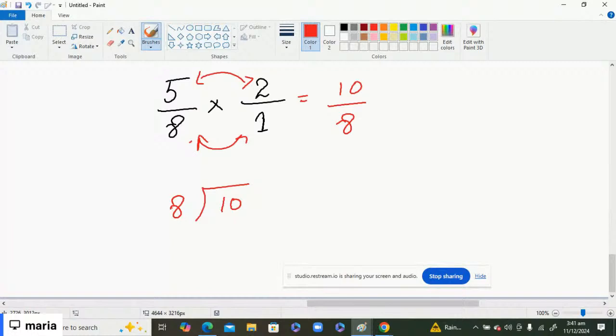8 times 1 is 8 because it's not a bigger number. So we're going to divide 8 over the 1. So 8 times 1 is 8. How much is left? 2. So 1 into 2 by 8. And that is your answer from this point to this. Okay, let's do a test questions for that.